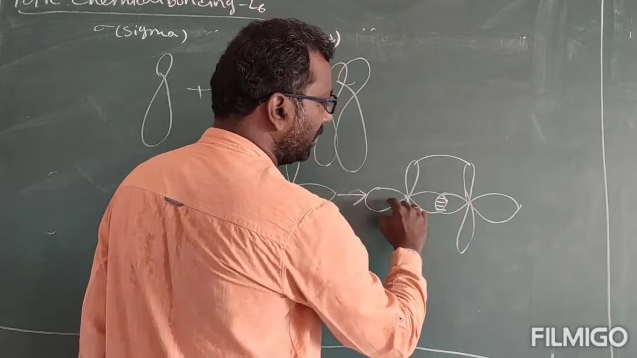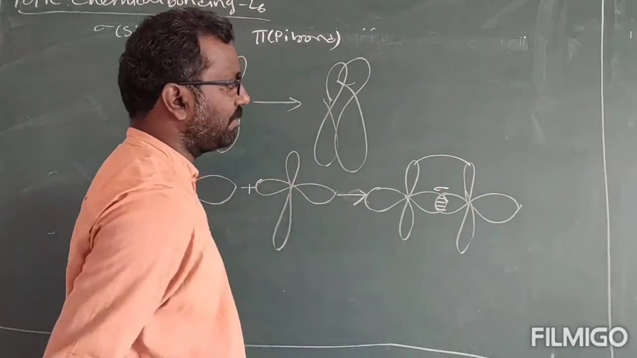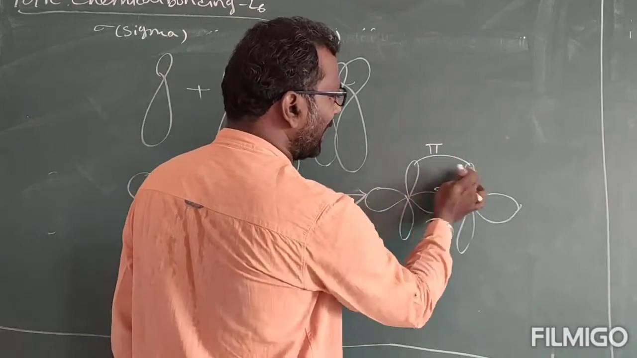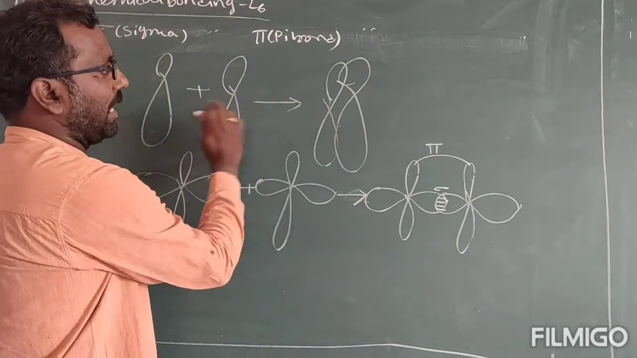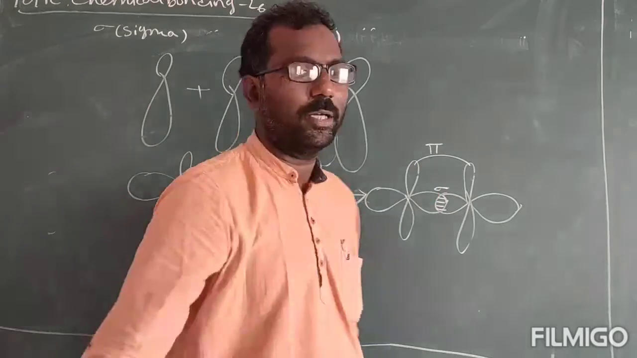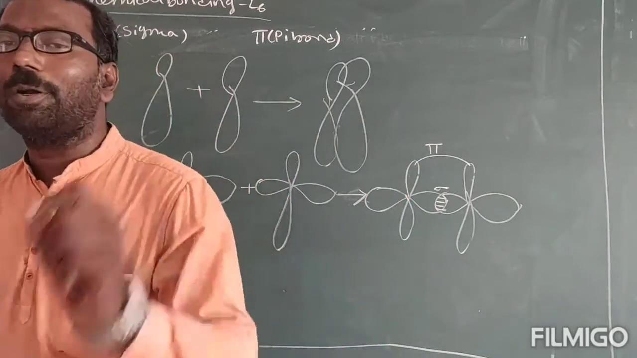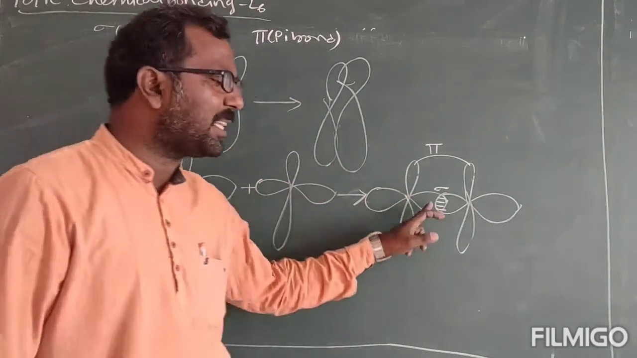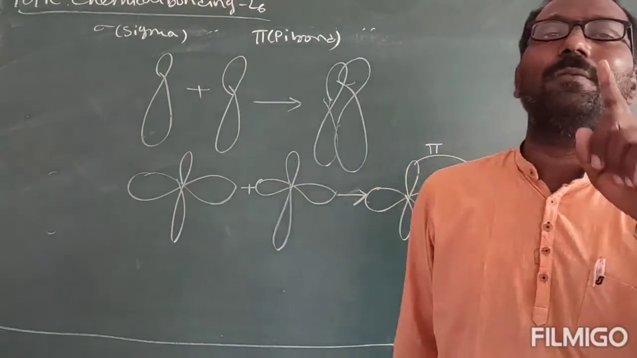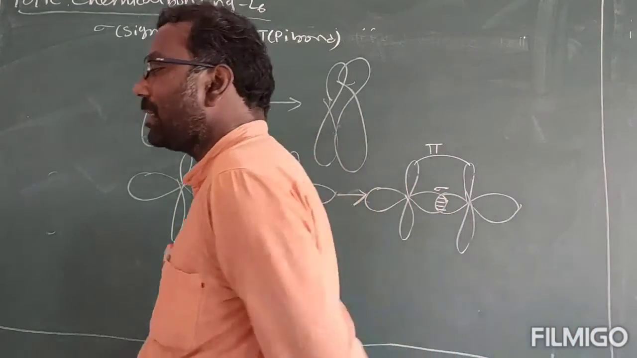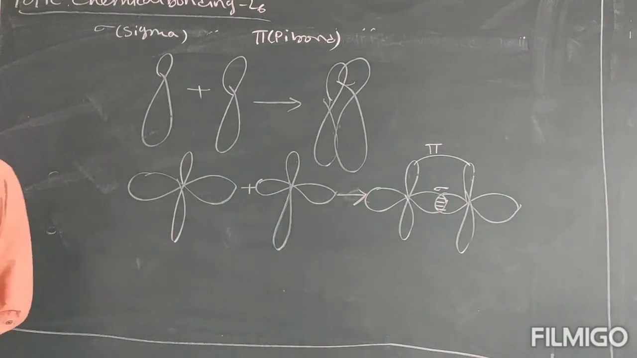See, this is through the internuclear axis, a sigma bond. And this one, side to side, they will overlap side to side, that is a pi bond. Whenever a pi bond is formed, there will definitely be one sigma bond. That is the most important thing.